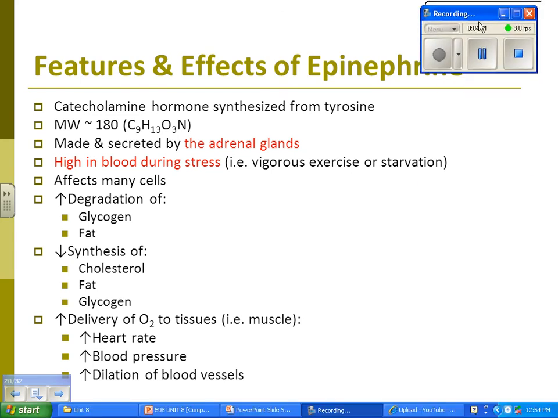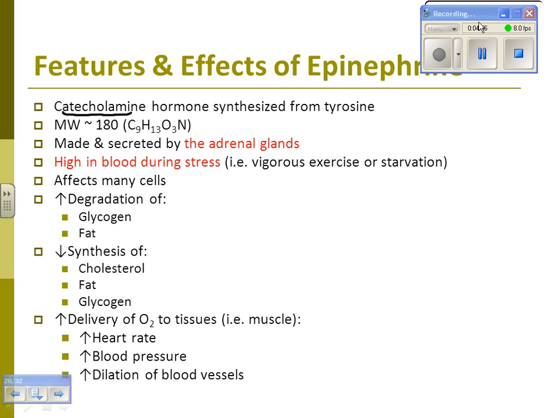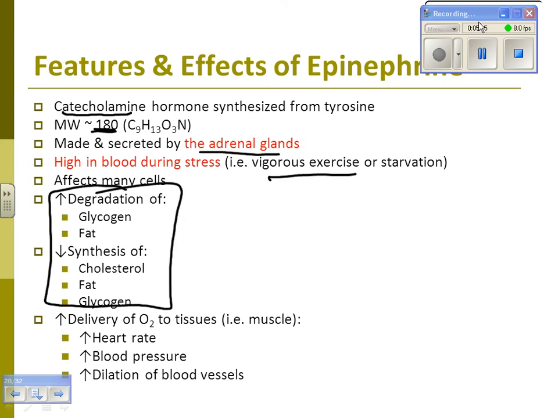Epinephrine is secreted by the adrenal glands, the other 2 are pancreas. So this one is a catecholamine hormone, not a peptide hormone. The other 2 are peptide hormones. This is much smaller, made by the adrenal glands. So this is when you're exercising or starving. You'll notice the effects are essentially the same as glucagon, with the added benefit of your stress response, what you think of. Your heart rate goes up, blood pressure goes up, your tissues dilate, you're ready to go.